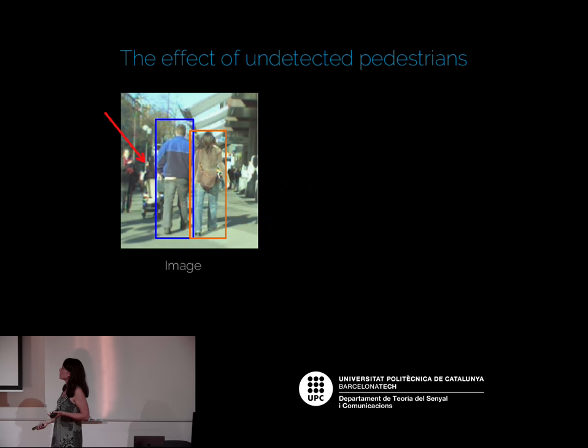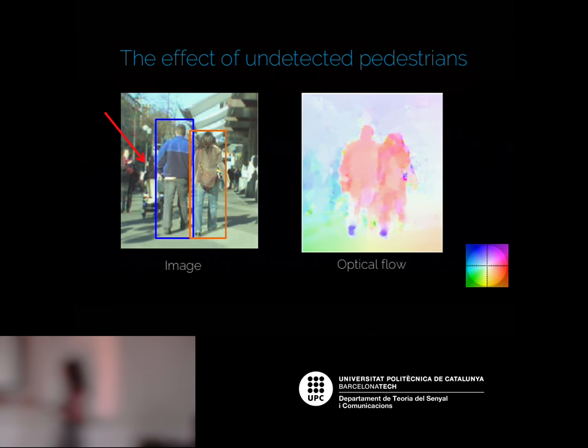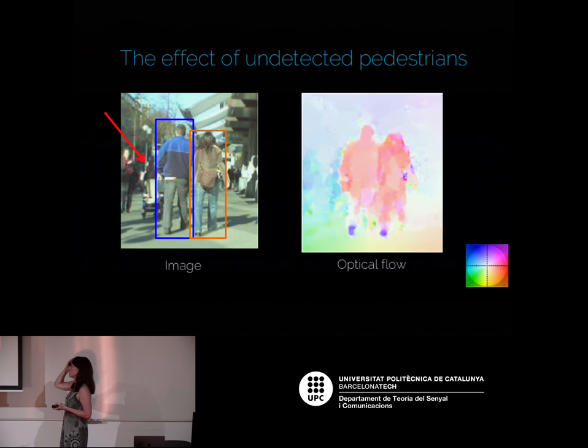But we cannot use RGB because it doesn't give us enough information to detect this person. So we can use, for example, optical flow. Optical flow, for those of you who don't know, measures the motion of each pixel from the previous frame to the current frame of the video. You can see, for example, that these two persons are slightly moving to the right. This is the color coding for this optical flow representation, and the reddish color means moving to the right of the image. So these persons are already trying to avoid this person that is coming from the left.